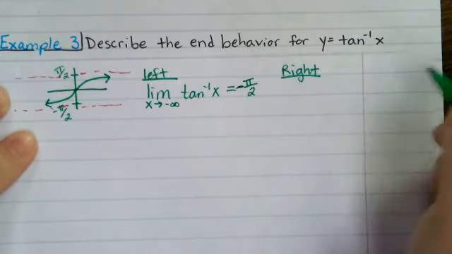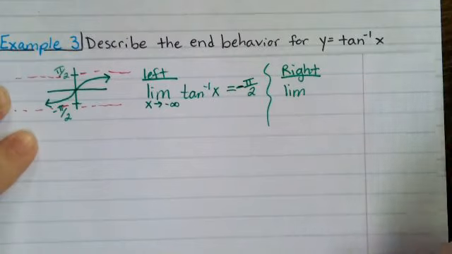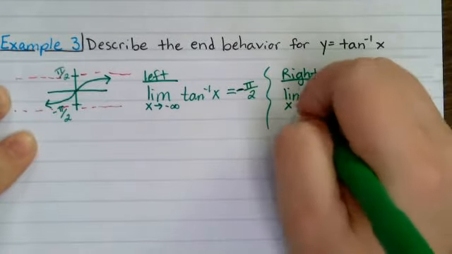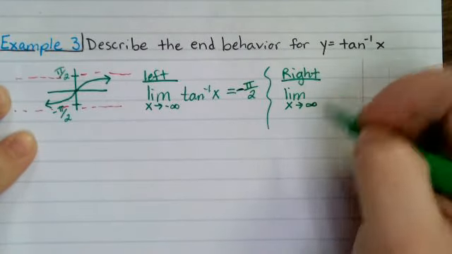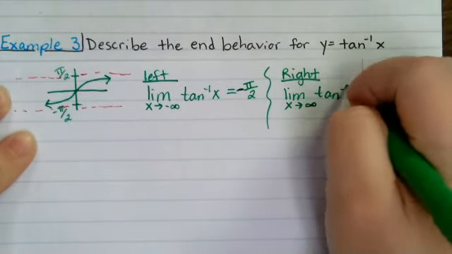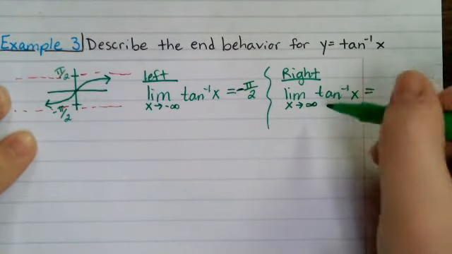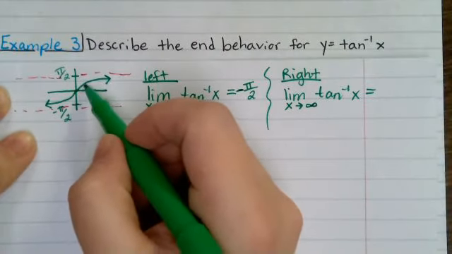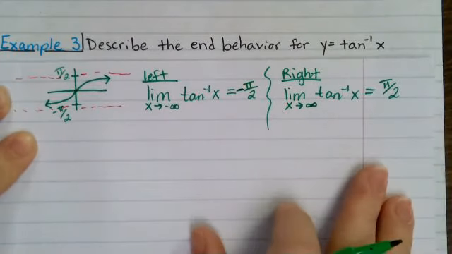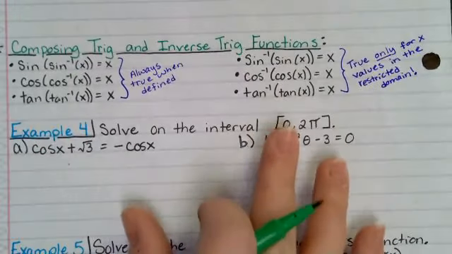All right, what about on the right? Again, you shouldn't have to say left or right, because the way we write the limit should make that clear. On the right side, your x is approaching positive infinity. So we indicate we're on the right side. We say it approaches infinity like that. And I'm going to say tangent inverse of x. So the limit, as we go to the right, our y's are approaching positive pi over 2. And that would be our end behavior on the left side and the right side.